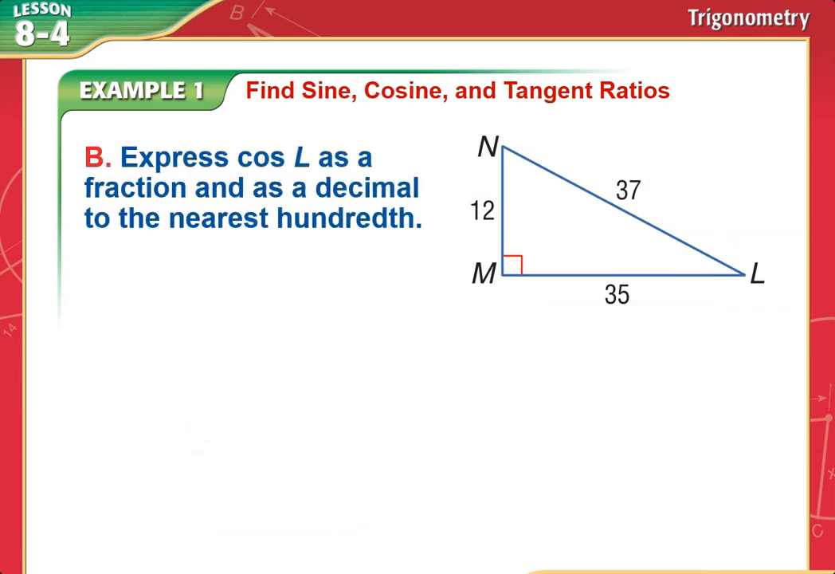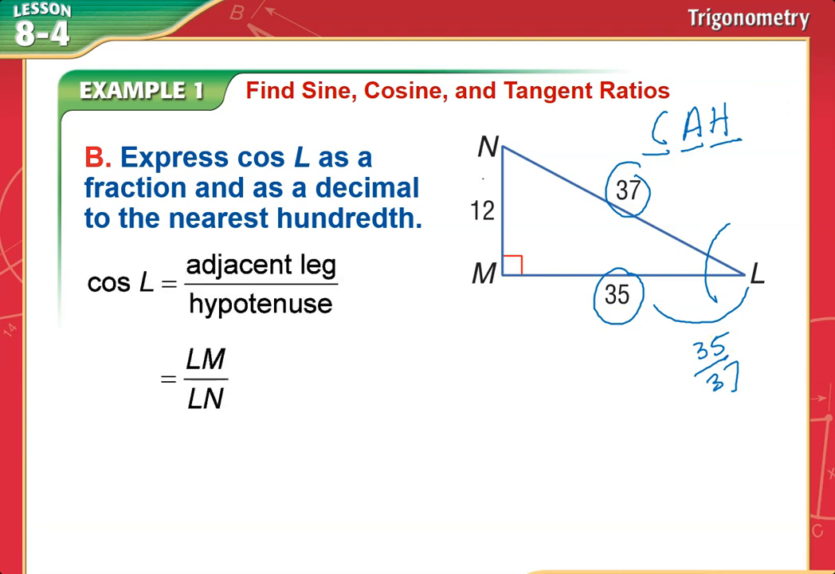Now we're going to find cosine of L. Again, it's the same angle, and we remember CAH from SOHCAHTOA, adjacent over hypotenuse. The side adjacent to L, obviously not the 37, that's the hypotenuse, is 35, and the hypotenuse is 37, so we have 35 over 37. We express that as a fraction, or also as a decimal.